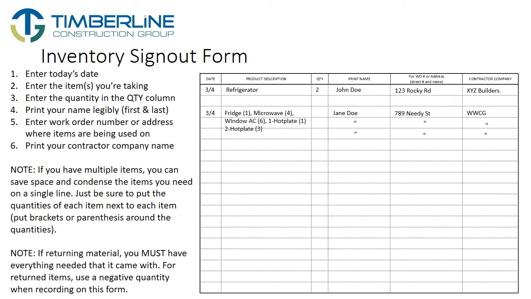the item originally issued. If you are returning items, use a negative quantity when recording on this form. For example, if you return 2 refrigerators, then you would put refrigerators quantity -2 and print your name, the work order address that it came from, and the contractor company along with the date.